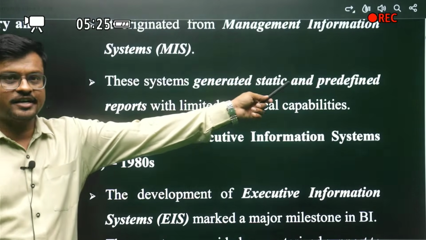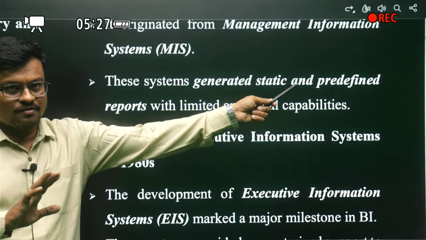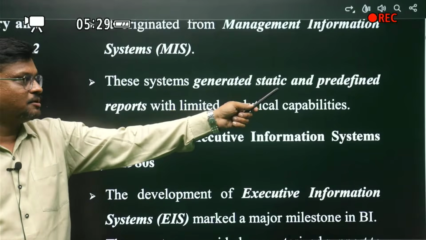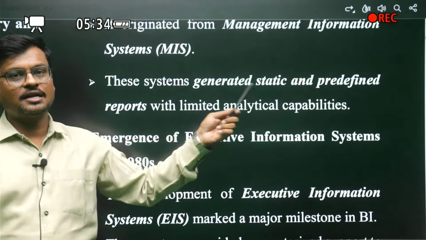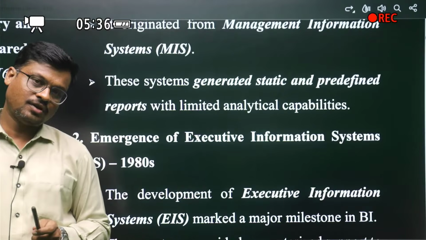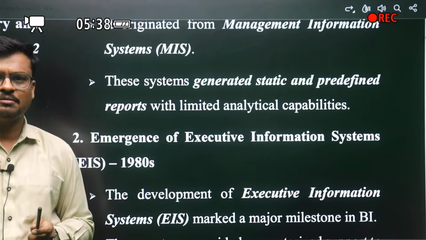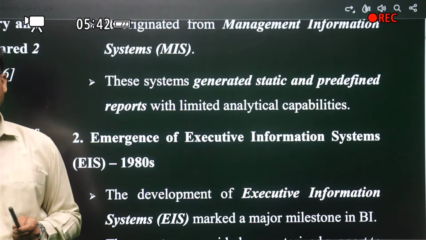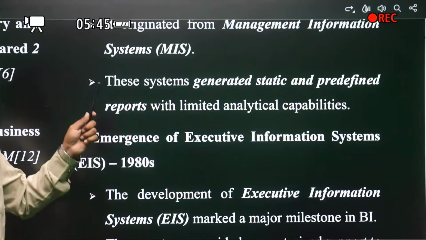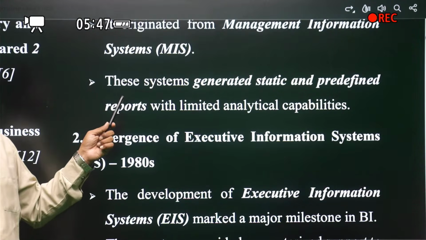The systems generated reports that were static, not dynamic, not flexible, not interactive. Static and predefined reports with limited analytical capabilities. So we were able to analyze the data with some limited functions or tools available, and it was static, not interactive. That is your MIS, which came in the 1970s.